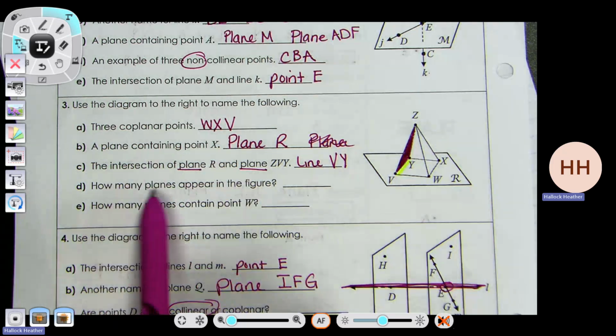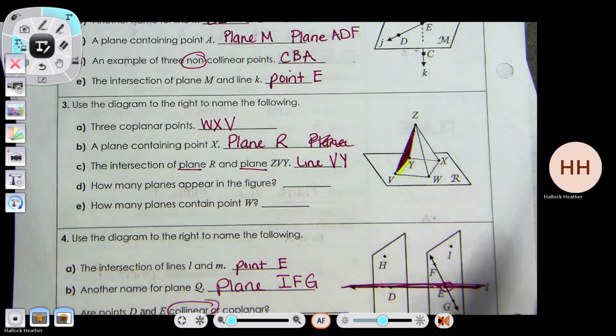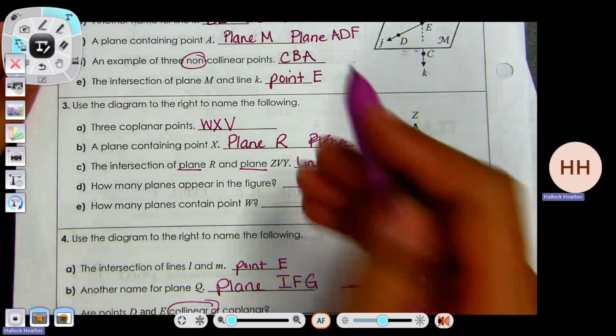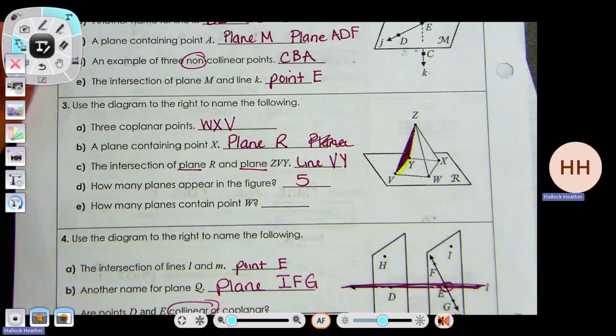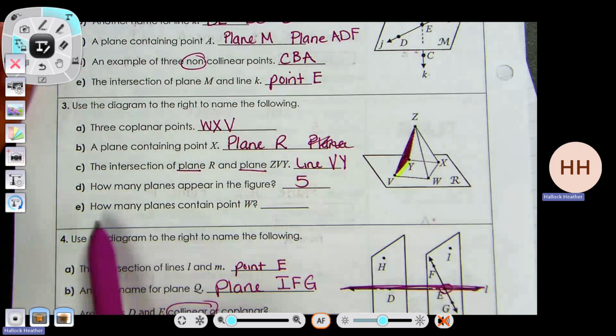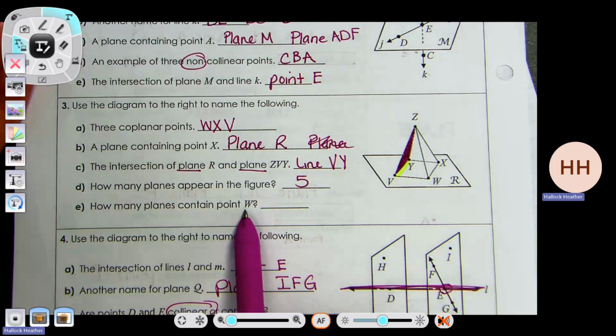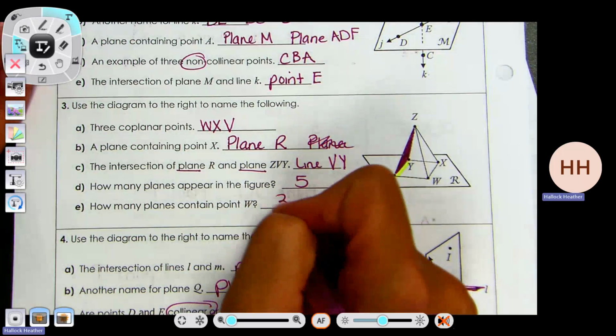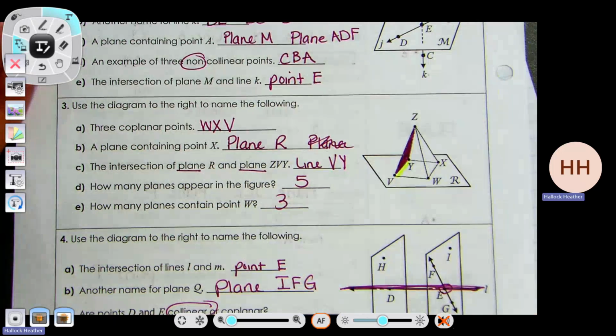And then how many planes appear in this whole shape? 5. Because the base is the same as the tabletop, you do not count the base. People are counting 5 on the pyramid and then saying the table is the 6. But technically they share that base, so it's not a separate plane. They would both share that plane R. And then how many planes contain point W? 3. The base and then each side of your base. So that is 3.